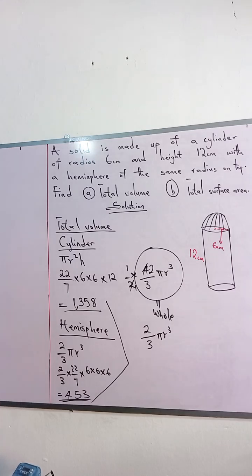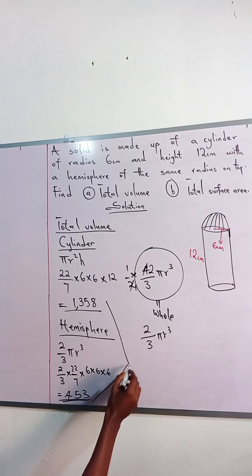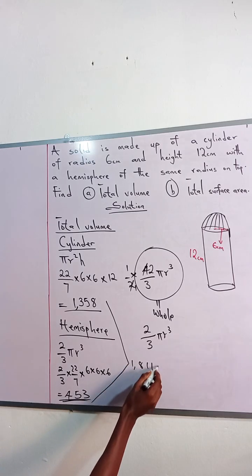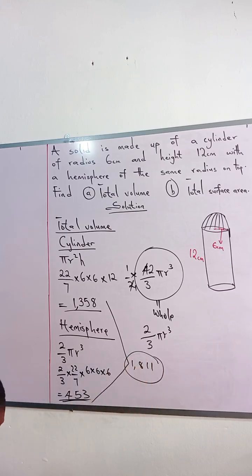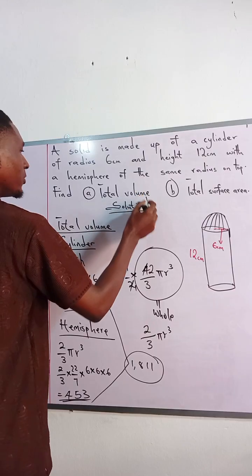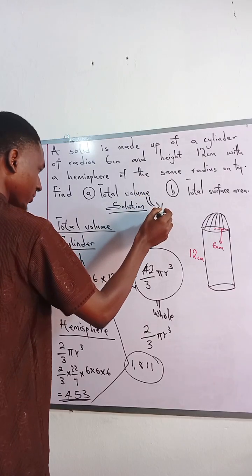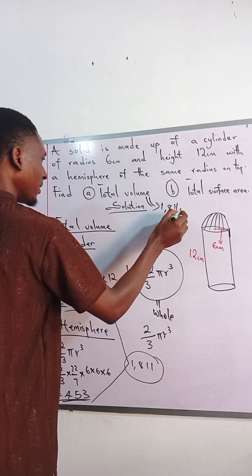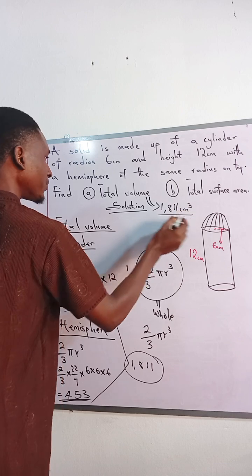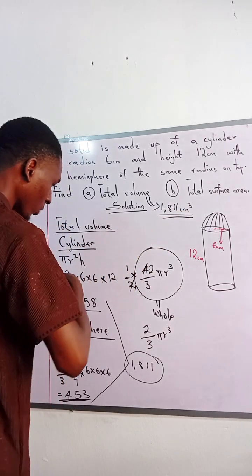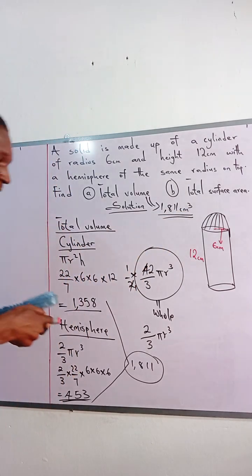1358 plus 453 gives us 1811 as our total volume. Okay, so our total volume is equal to 1811 centimeter cube. So let me wipe the board so that we go to our total surface area.